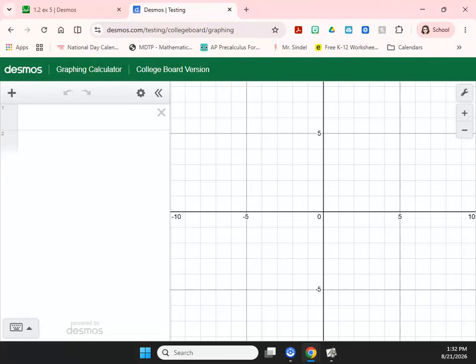And this version of Desmos is different than what you get to use in Algebra 1, because that version restricts some things that you are allowed to do. And I want you to get the assignment that I gave you yesterday. That's why we're doing this now.